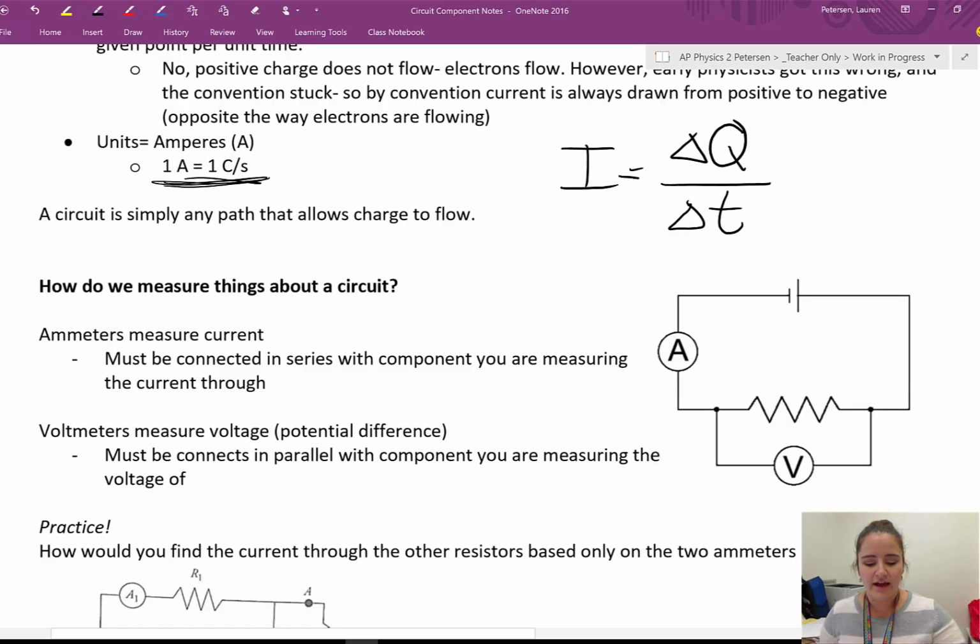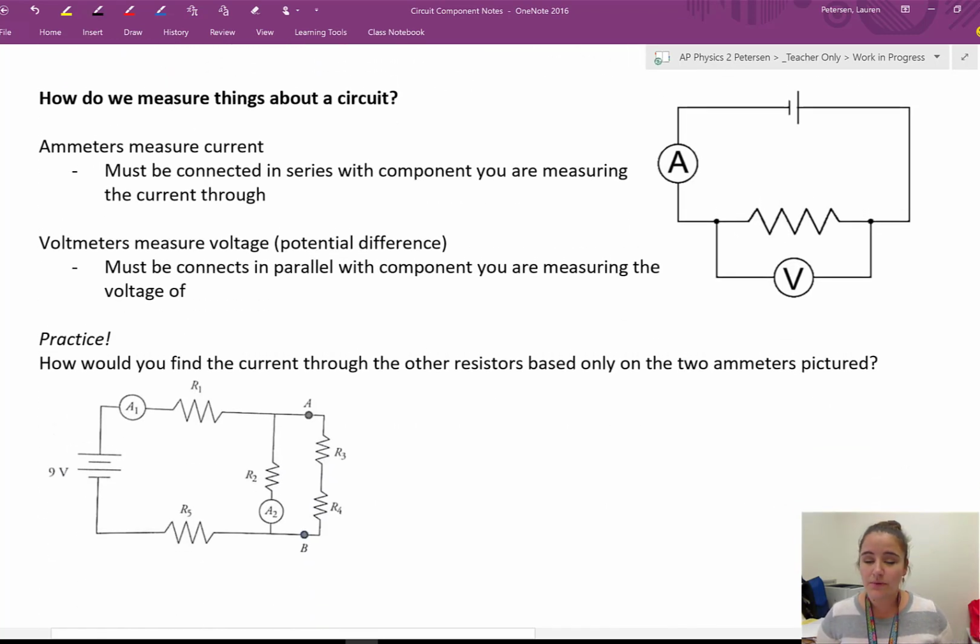Okay. Now, in the practical sense, whenever we're measuring anything about a lab, we're going to be using ammeters and voltmeters. Ammeters measure current, and they must be connected in series with a circuit, because we know that the current is the same across elements that are in series. Voltmeters, which measure the potential difference, must be connected in parallel with whatever you're measuring, because across two circuits, you're going to get the same potential difference when you're hooked up in parallel.